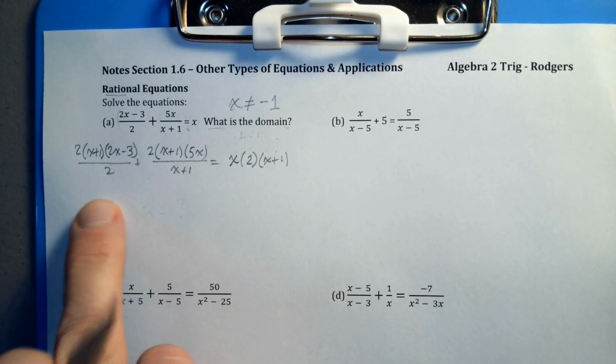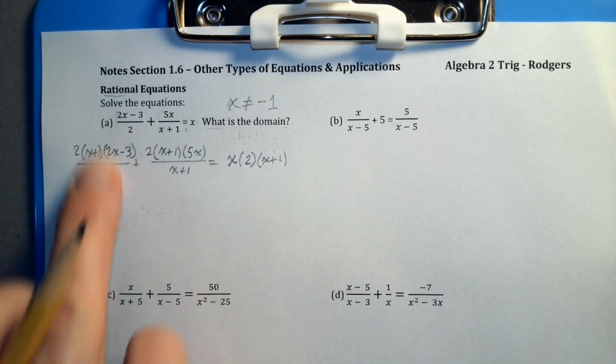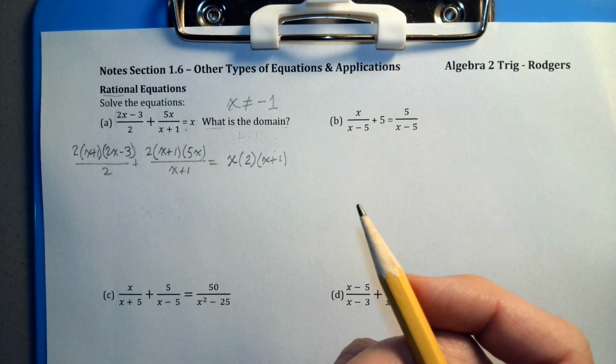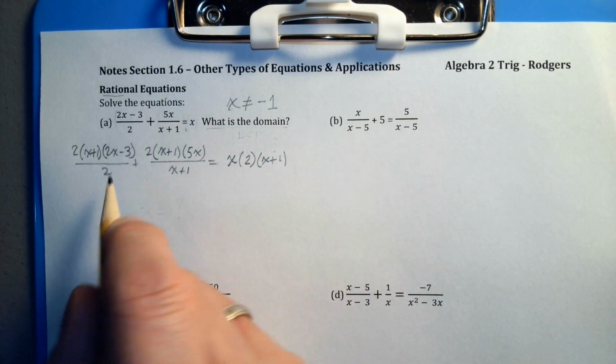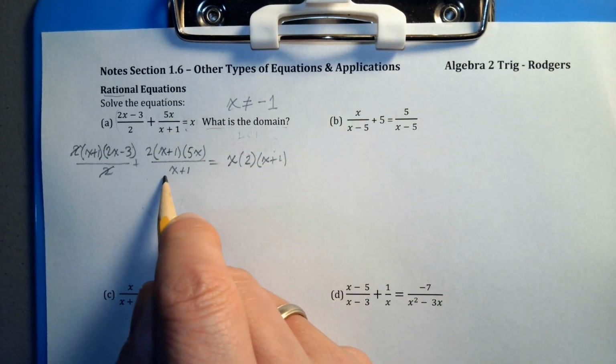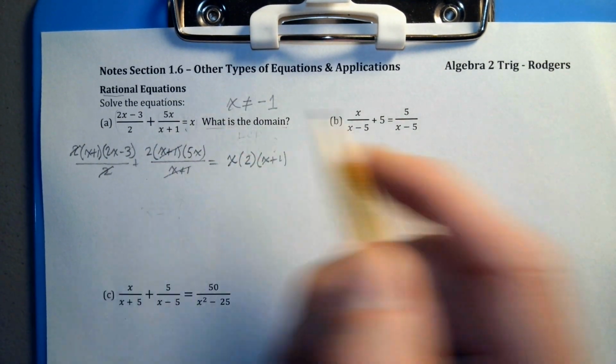Okay, so what I've done is I've multiplied. And when I multiply, I don't multiply top and bottom by it. I just multiply the tops by the LCD. Okay, and so what happens is that will cancel with that. And this x plus 1 will cancel with this x plus 1.